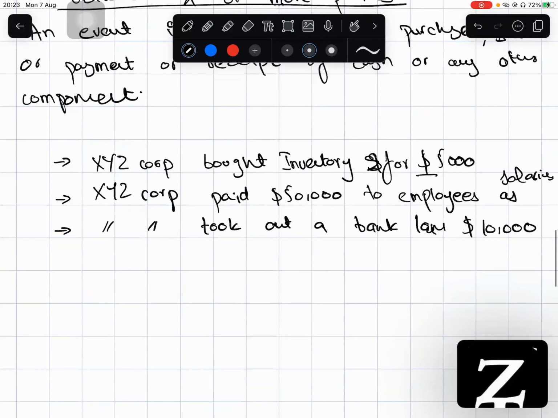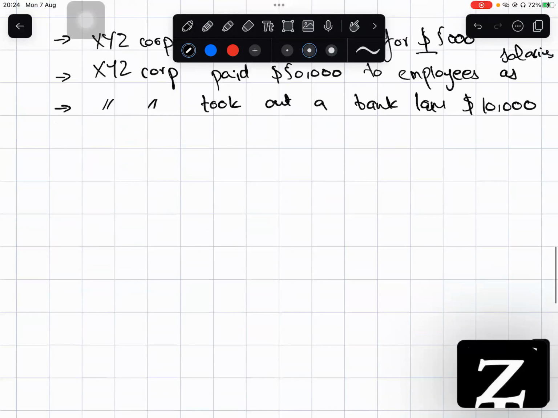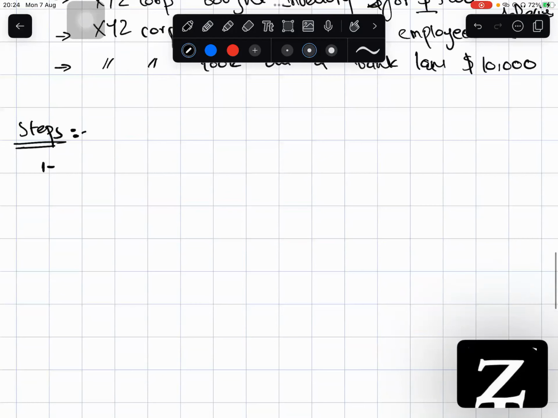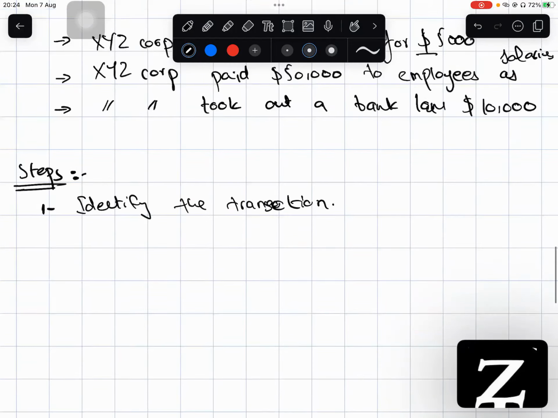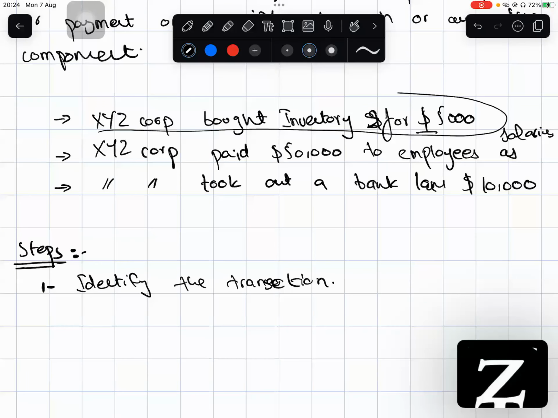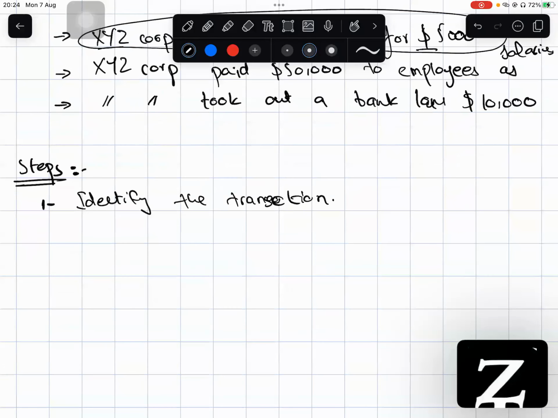The issue arises, okay, so recording of transaction, let's just write the steps first. What you need to do here when you're recording the transaction. So the first thing that you need to do is identify the transaction, right? Which is the first step. You need to see, okay, so this is a commercial activity. This is some sort of a purchase, some sort of a sale, some sort of a payment, some sort of a receipt of cash, anything of that sort. You have to identify that this is a transaction.